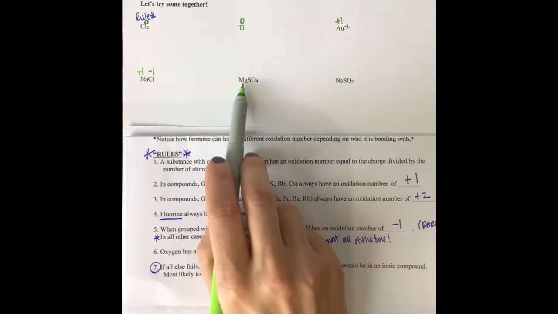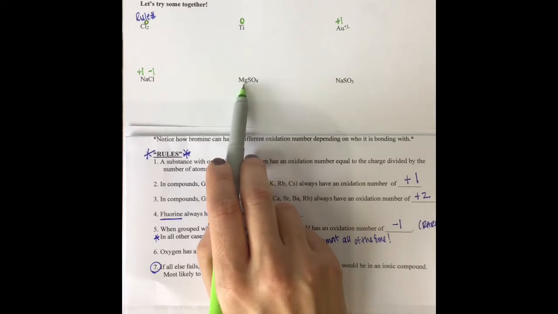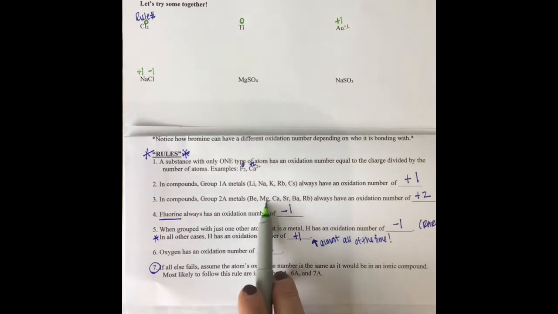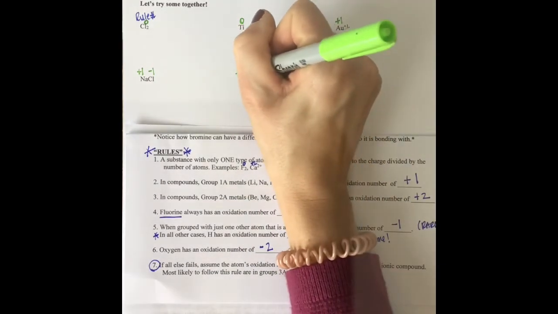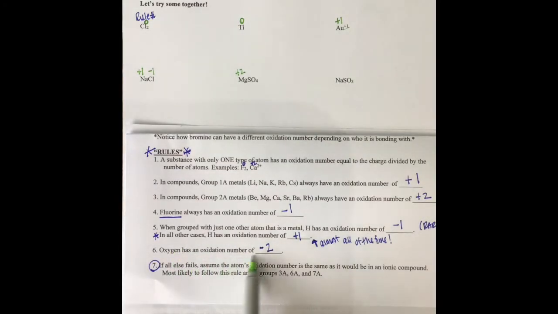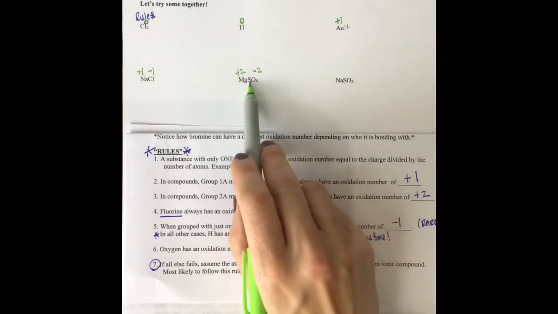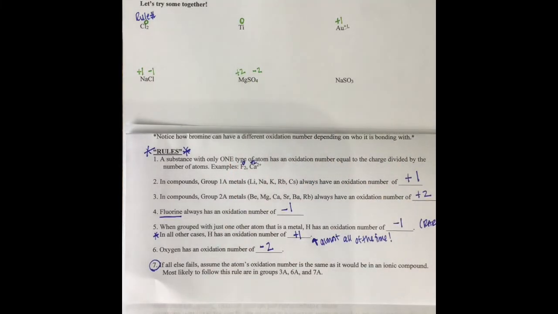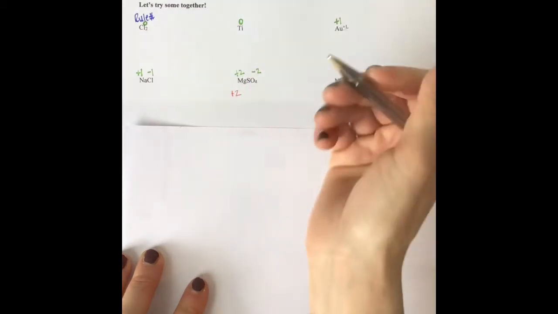Okay, what about magnesium sulfate? We're going to assign oxidation numbers for the things that we have rules for first. Remember, magnesium likes to be a +2, and oxygen likes to be a -2. We need to figure out what sulfur is in this compound. If it helps you to write the charges out down below, I would encourage that.